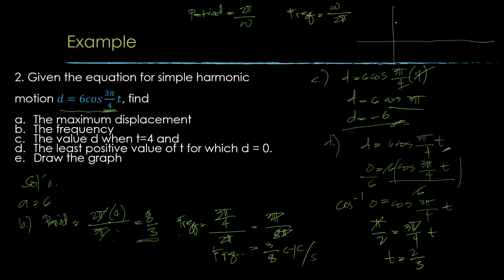What is this one? Cosine. So the maximum is 6 and the minimum is negative 6. And the period is 8/3. From here up to here, that distance is 8/3.